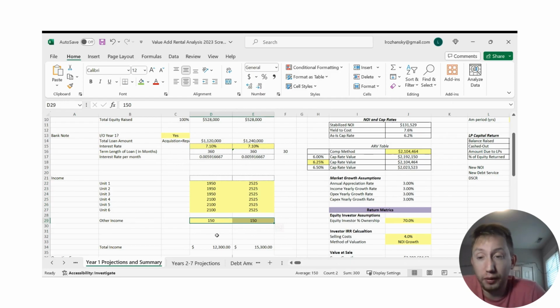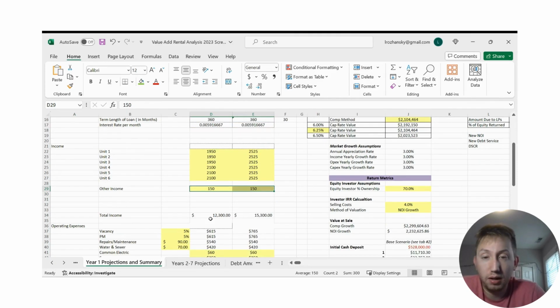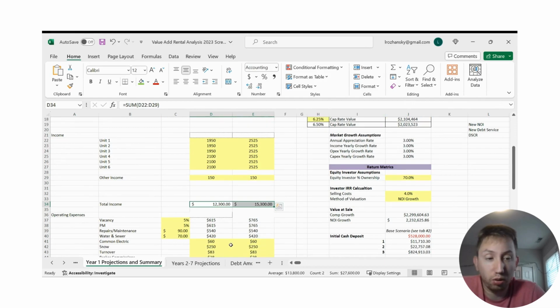And then we're going to have an other income line. So, parking, laundry, storage, anything like that you might be collecting from the property, you can input here. And that will get us to our gross total income number.